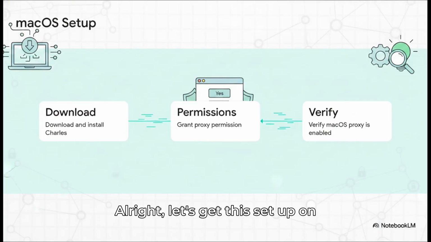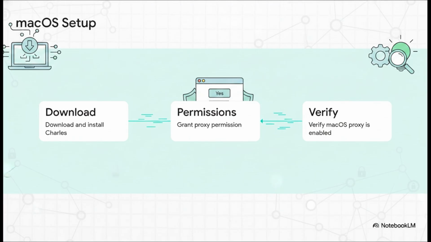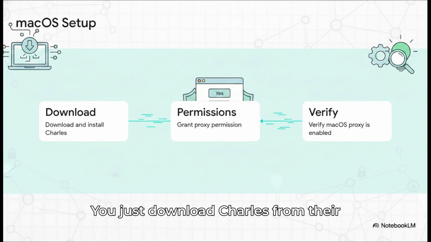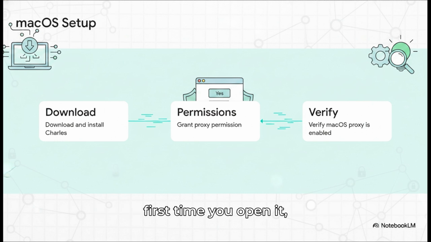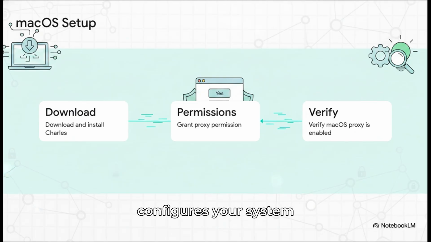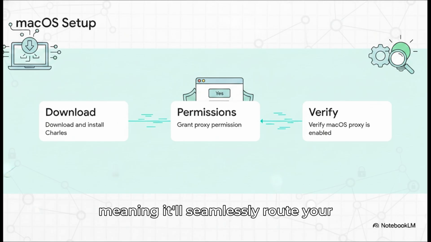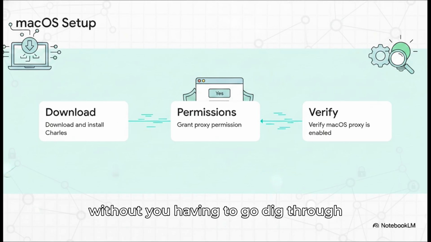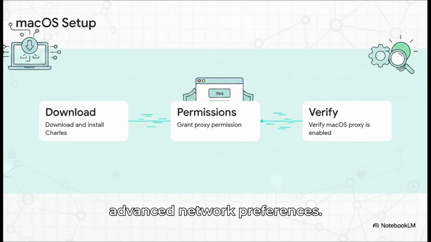All right, let's get this set up on macOS so you can see it in action. The initial install is incredibly straightforward. You just download Charles from their site, and the very first time you open it, your Mac is going to ask to grant proxy settings permission. You definitely want to say yes to this. By doing that, Charles automatically configures your system proxy in the background, meaning it'll seamlessly route your traffic through itself without you having to go dig through advanced network preferences.